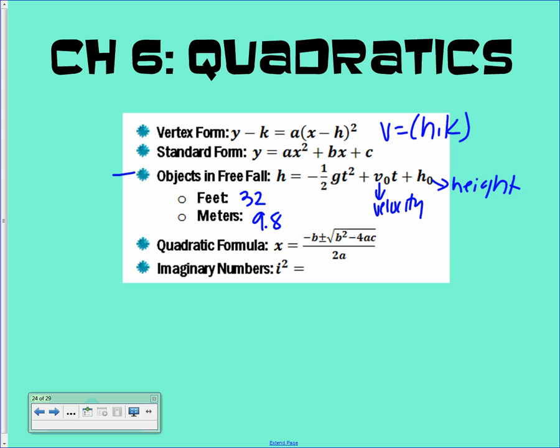I'm guessing this is something that you're definitely going to want on your note card, and depending on if you have the quadratic formula memorized, maybe that as well. And imaginary numbers, remember that i squared equals -1. Okay, so those are some note card type things for you.